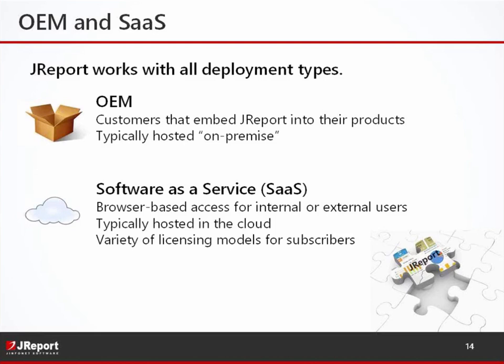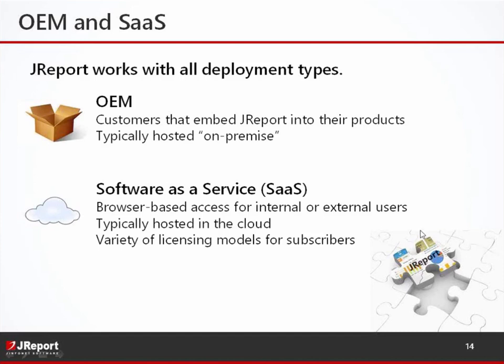Now the end users will then use your products with JReport embedded in it, and it is typically hosted on premise. Our SaaS customers, who want to provide reporting to their end users, whether internal or external, will typically host JReport on the cloud. Now it could be their private cloud, public cloud, or even hybrid, which is a combination of both private and public. Now the customers will then offer their products with JReport embedded in it as a license to their subscribers based on whatever licensing model they use. And this is all independent of how JReport functions.